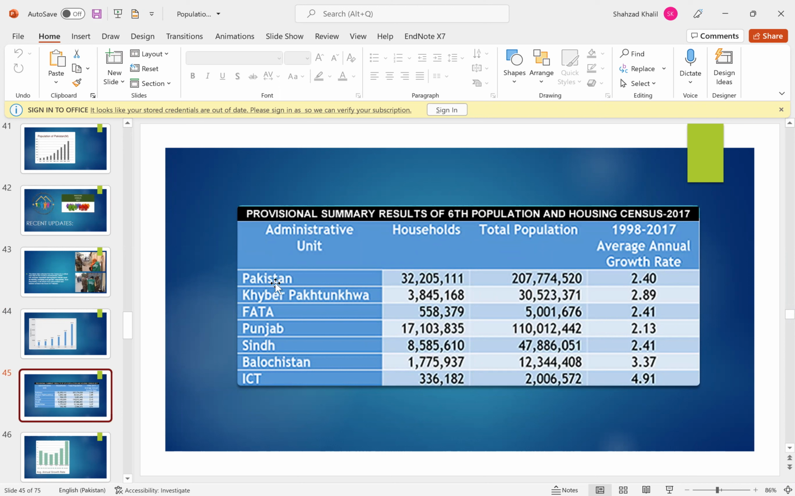It shows the administrative units: Pakistan as a whole, then Khyber Pakhtunkhwa, FATA, Punjab, Sindh, Balochistan, and ICT, Islamabad Capital Territory, which is Islamabad. It shows the households, the total population, and the average annual growth rate. In 2017, Pakistan's average annual growth rate was 2.40, and it differs in different provinces, and it was maximum in Islamabad.